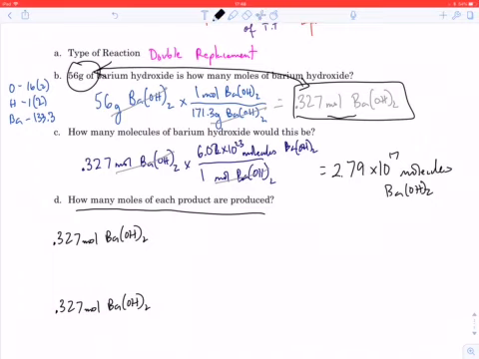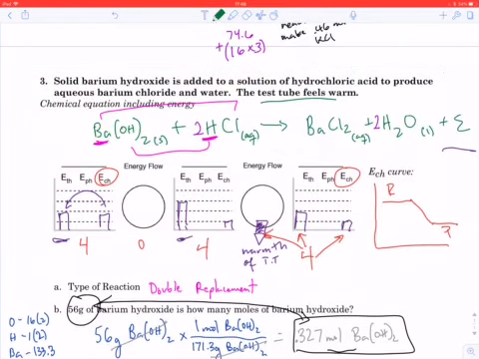And I need to figure out the number of moles of each of my products it's going to make. So it's going to make two products. It's going to make BaCl2 and it's going to make H2O. But as you can see, my mole ratio of BaOH2 is 1:1 when it comes to BaCl2, but it's 1:2 when it comes to water. This is why moles matter.